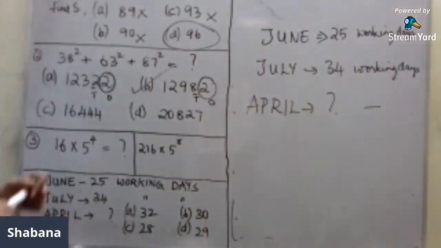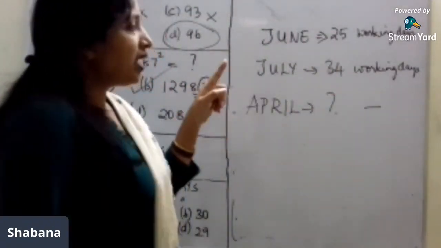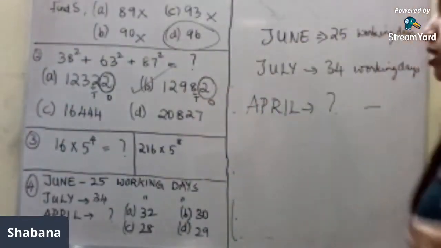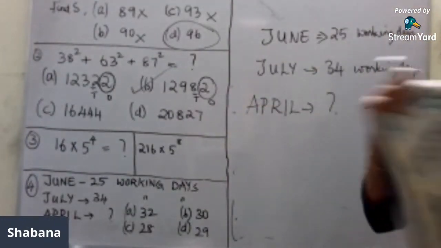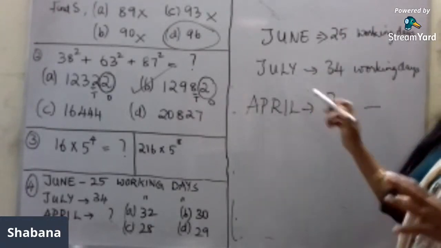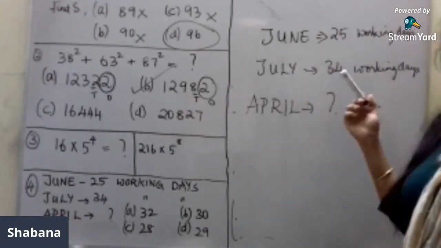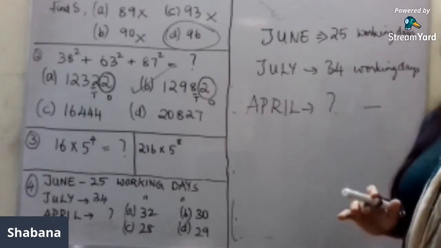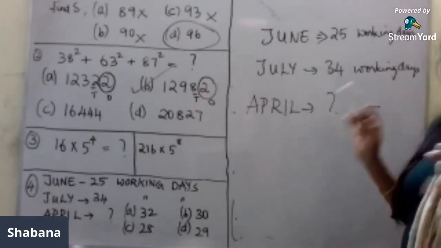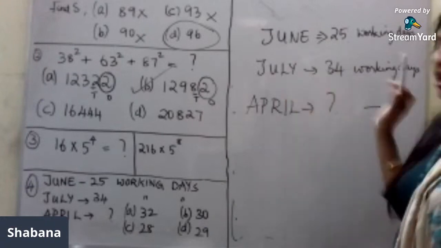Okay, I repeat the problem. So if June has 25 working days and July has 34 working days, how many working days does April have? Now, if you just look at this problem, it is in no way related to the number of days or number of months. I mean, definitely it is not possible. See, logically, the problem cannot go this way because a month cannot have more than 30 working days. But the question is framed in such a way that it is illogical, which means that you must be having some logic related to the letters.